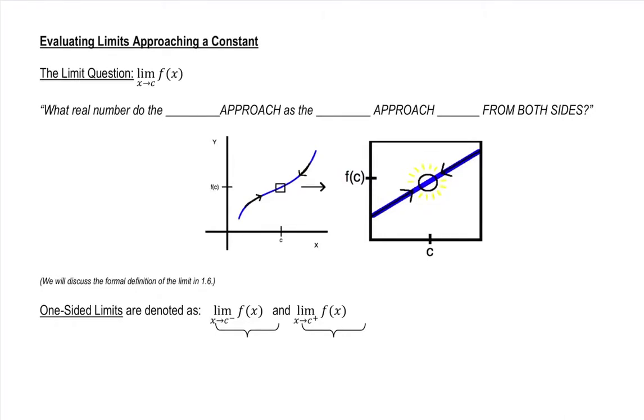So first I want to start with what is not to be confused with the formal definition of a limit. That's later in section 1.6. Here we're just going to talk about the practical interpretation of what it is we're trying to find. So first of all, the limit question itself. It is a notation that we're going to need to be familiar with, and it is this: limit as x approaches c of f of x. Or some people might say the limit of f of x as x approaches c.